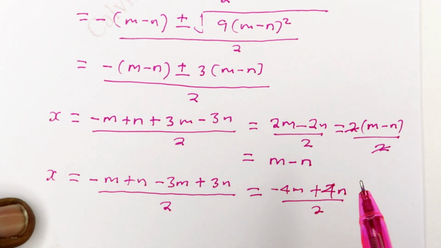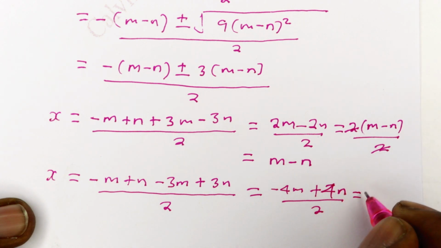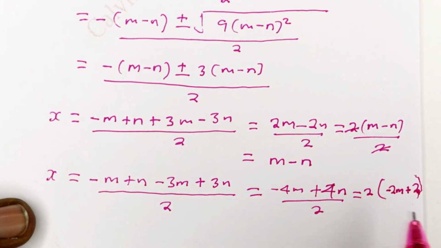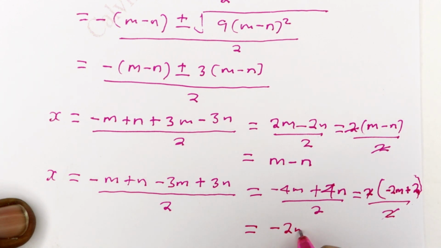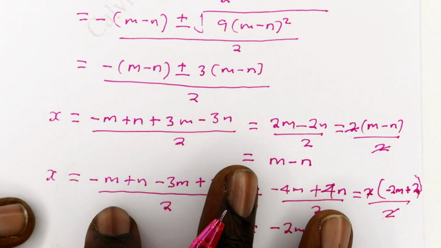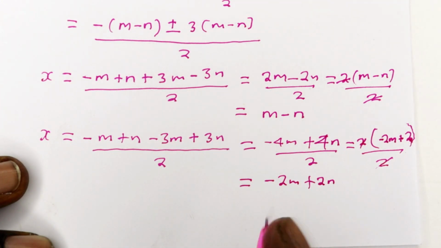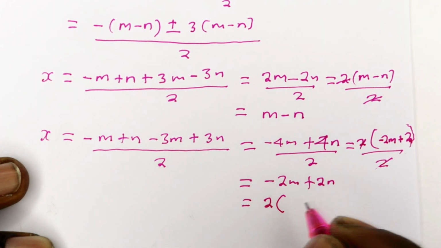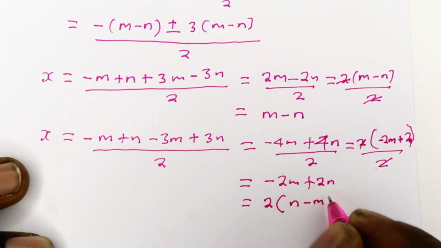Again, we can factor out 2 in the numerator. So you have 2 into (minus 2m plus 2n), so that is over 2. So 2 and 2 will cancel, so that we're left with minus 2m plus 2n, which we can simplify, or we can write as 2 into (n minus m).